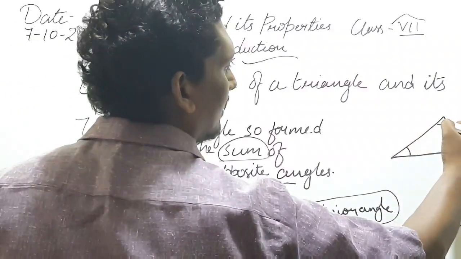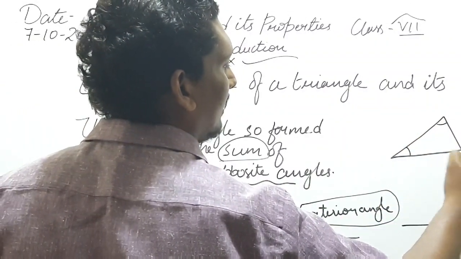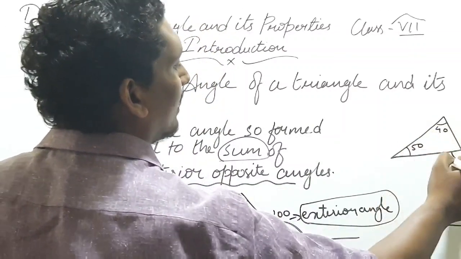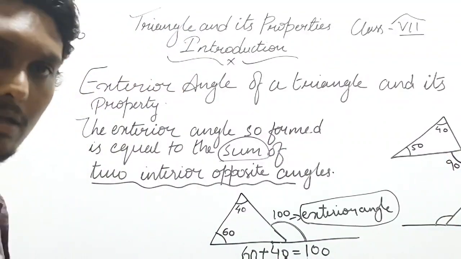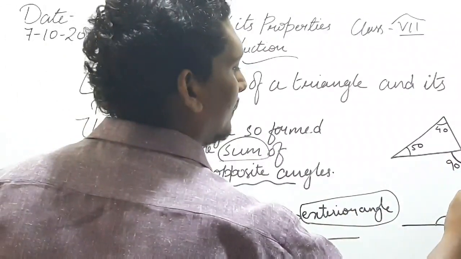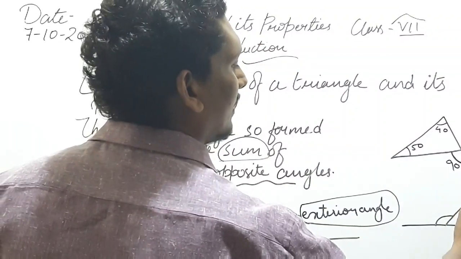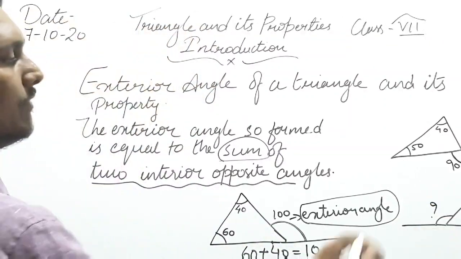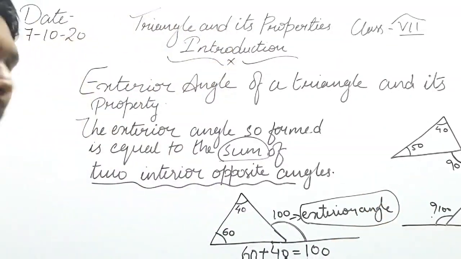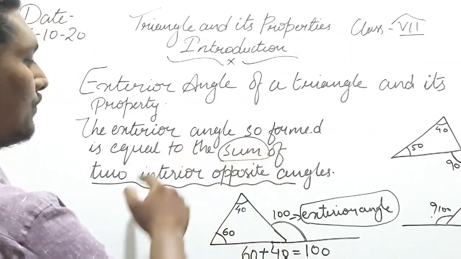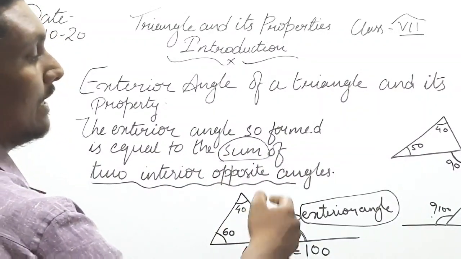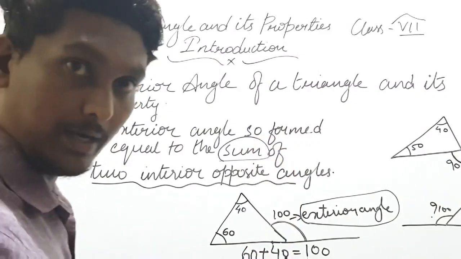Now the same about this also. Suppose you have to find this angle. Suppose here 50 and here 40. So 50 plus 40 is 90. Same way here also, 70 and 30. We have to find this exterior angle. 70 plus 30 is 100. So exterior angle means the sum of two interior opposite angles. When you add these two, you will get the exterior angle here, right?